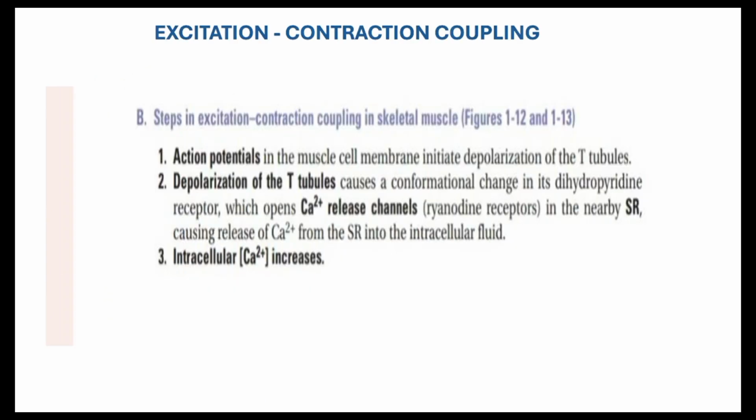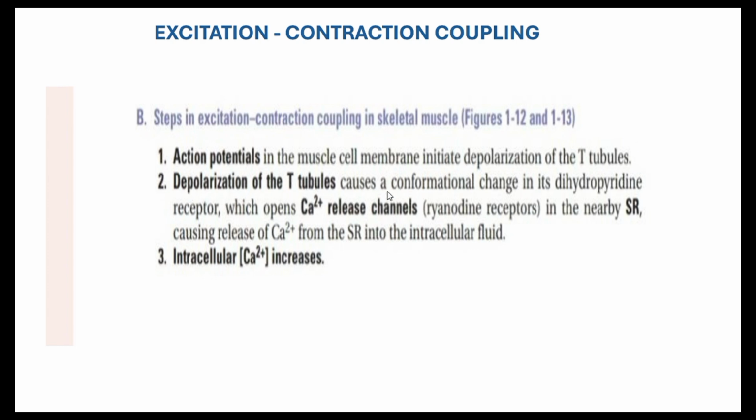Okay, so now we know the basic structure of skeletal muscle. Let's talk about the excitation-contraction coupling. There are different steps in the excitation-contraction coupling in skeletal muscle. The first step is the action potential reaching the muscle membrane. This will cause the depolarization of the T tubules.